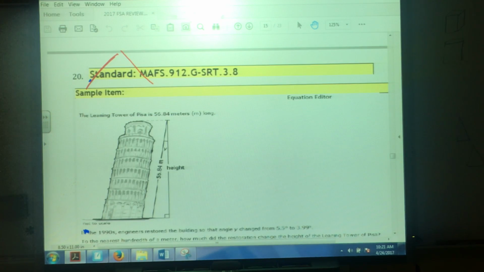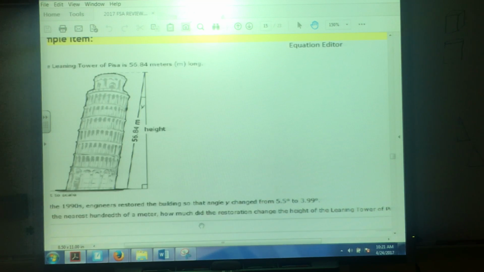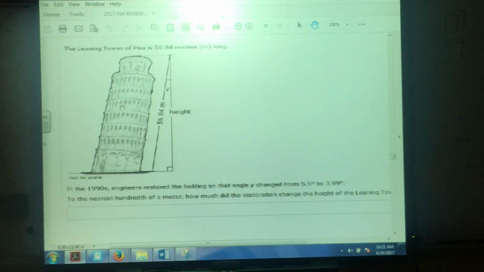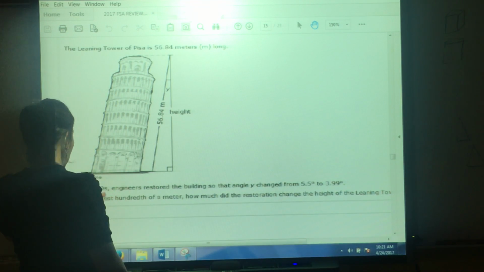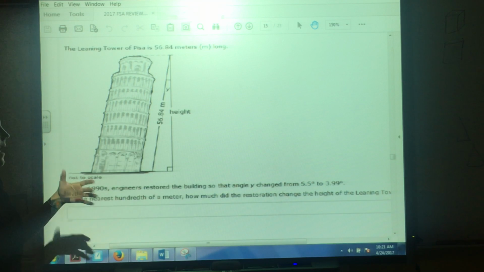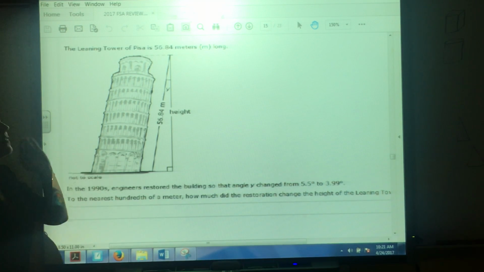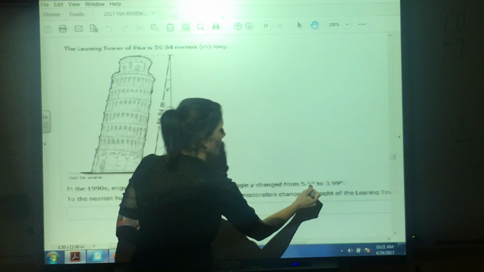We've done that. Ooh, I love this one. I need your help, so make sure you have your calculator. This is true talk right here. The Leaning Tower of Pisa is 56.84 meters long. In the 90s, engineers restored the building so that the angle Y changed from 5.5 to 3.99 degrees. To the nearest hundredth of a meter, how much did the restoration change the height of the Leaning Tower of Pisa? So we have to figure out both of these.